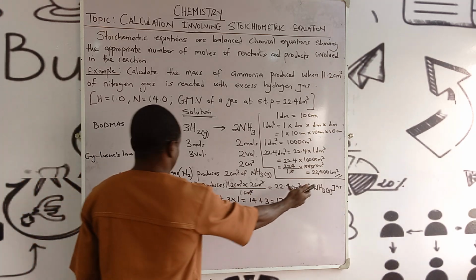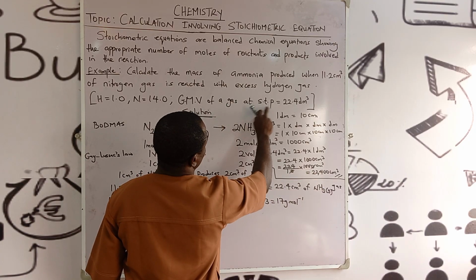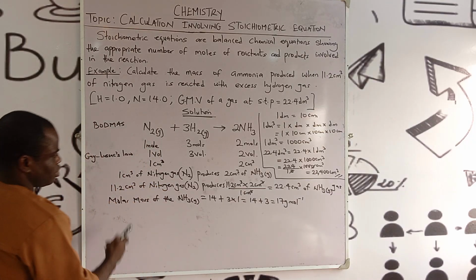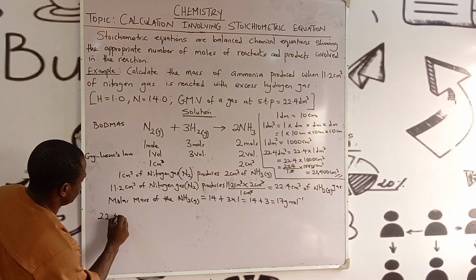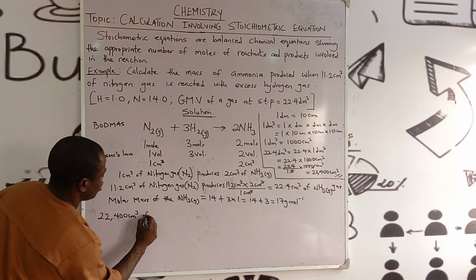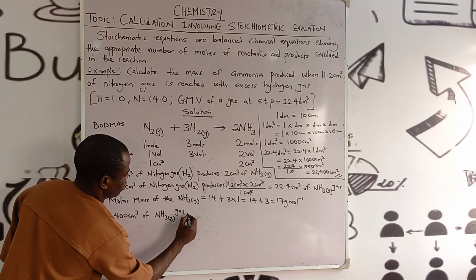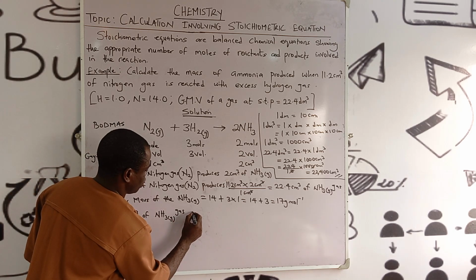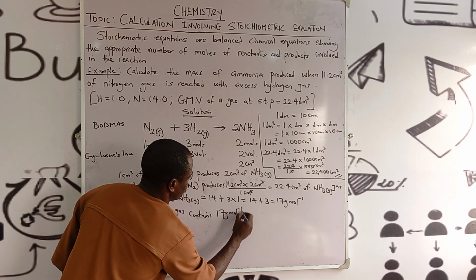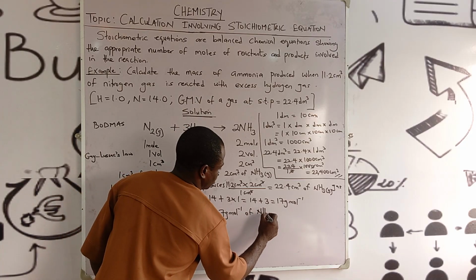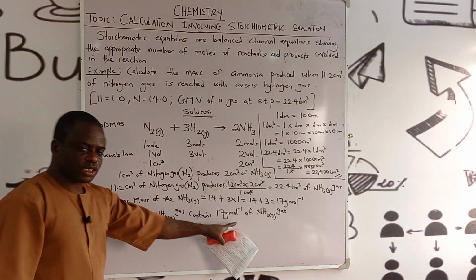Now you can say 22,400 cm cube, which is the GMV of the gas at S.T.P. Now, 22,400 cm cube of ammonia gas, that is 1 mole of ammonia, contains 17 gram per mole of ammonia gas. This is the mass. We relate the standard with the standard.